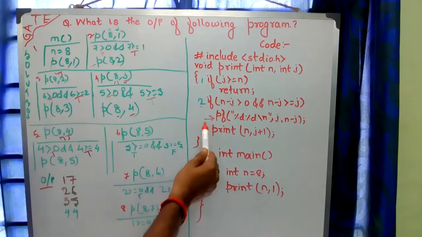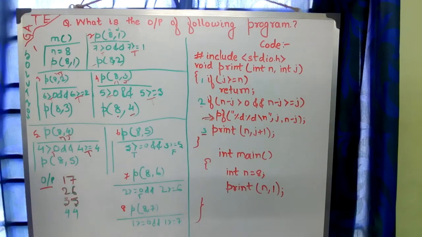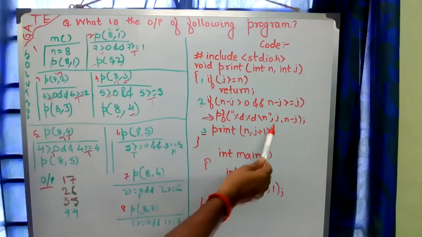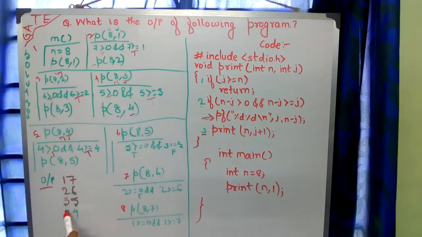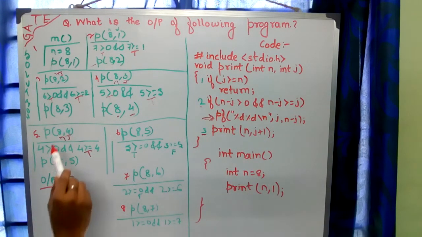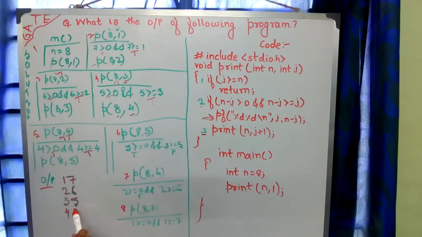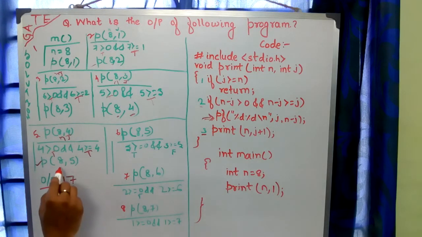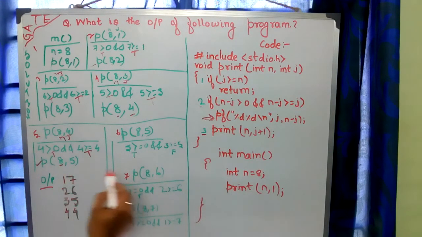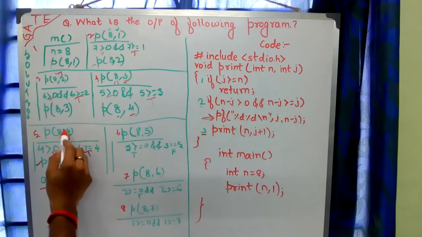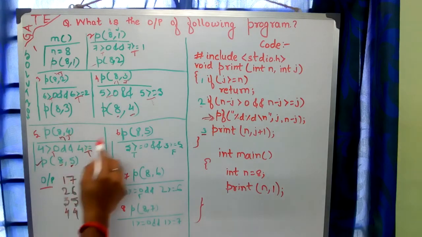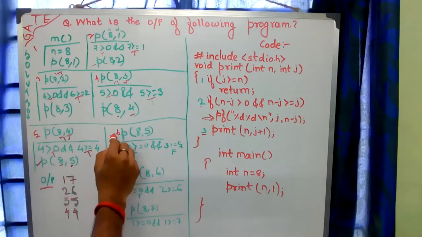So again the printf statement will be executed, and in this case the value of j, which is 4, will be printed, and the value of n minus j, which is 8 minus 4. So 4 will be printed. Now again the third statement will be executed, so this part will get executed. Here the value of n is 8 and j plus 1, so the value of j is 4 plus 1 is 5. So 5 will be called for print.